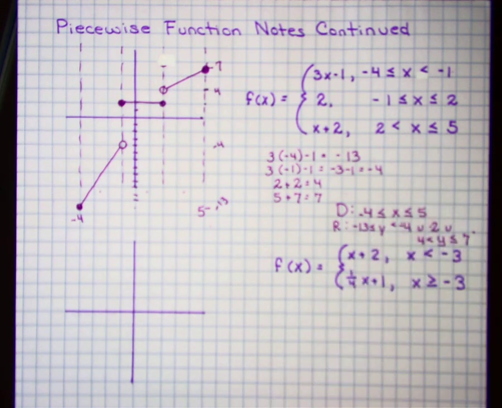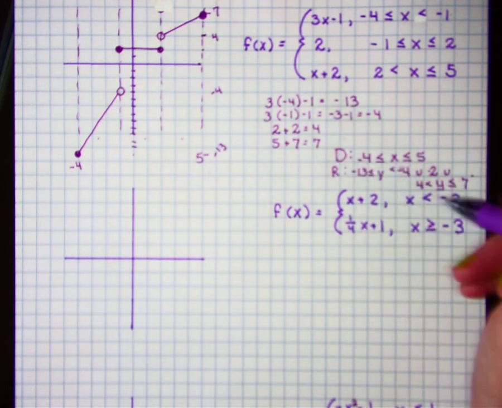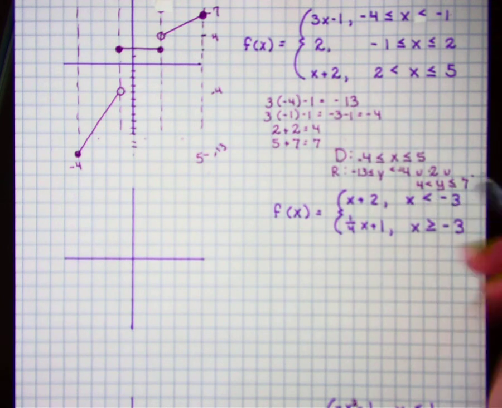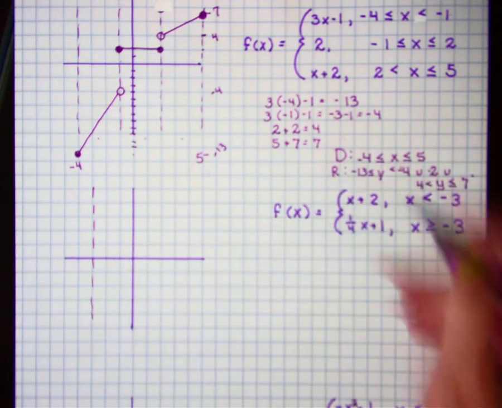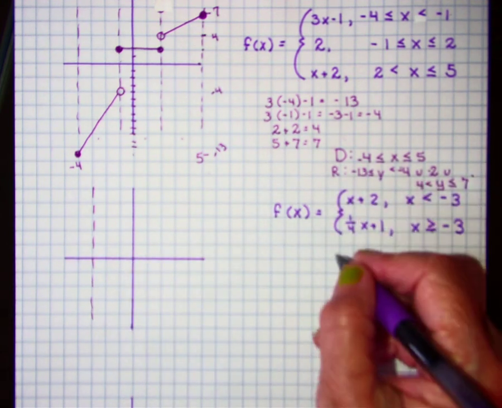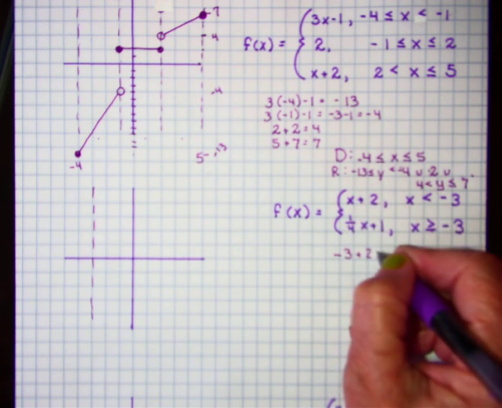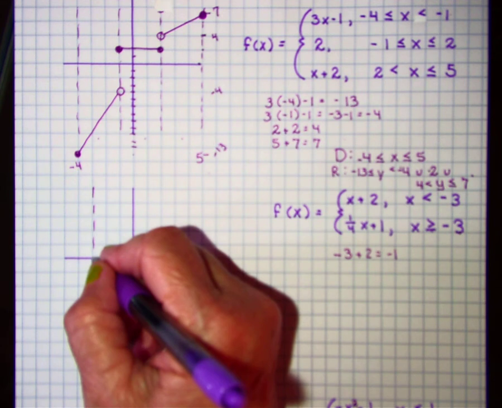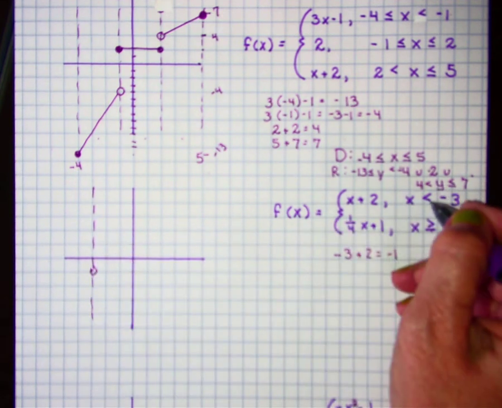Okay? The next function I want to do for you is this one. I've got a function where x is always less than negative 3 there. So at negative 3. And here it's always greater than or equal to negative 3. So I can take negative 3 for my x plus 2 equals negative 1. So at negative 3, negative 1, I'll start. And it doesn't equal it, it gets close.